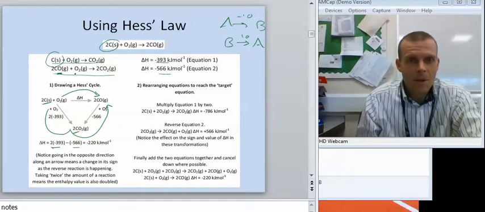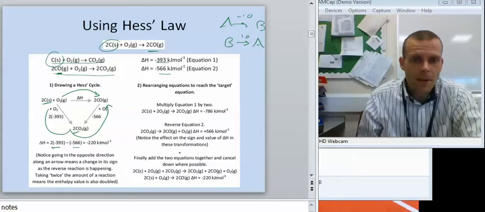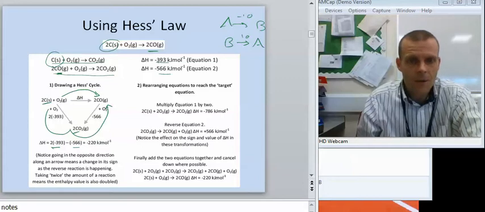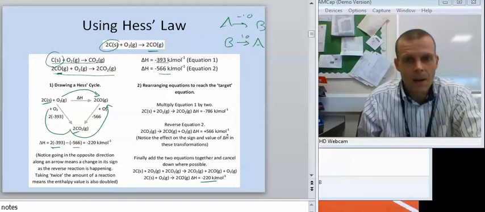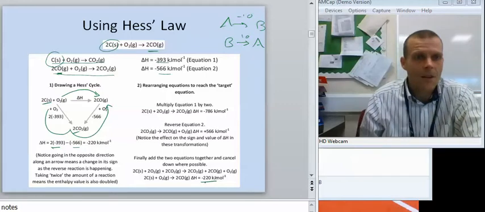So multiply that by 2 and I'm going to flip this one over, so it becomes plus 566 because I need CO as a product. And then when I add them together, everything cancels out except for my target equation. And when I add the equations, I add their delta H values, and there's my solution.